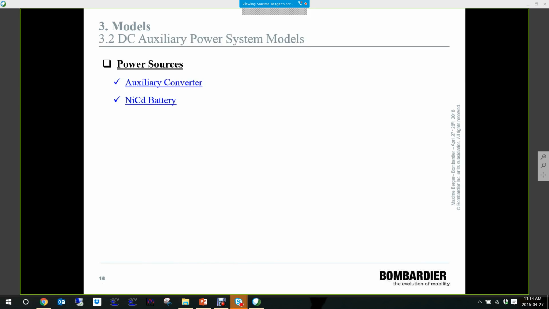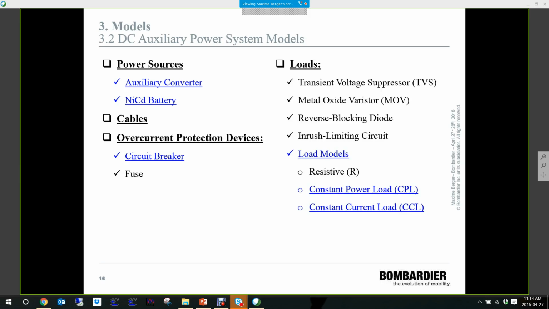So what I want to show you is a list of the different models that have been implemented in EMTP, and those in blue are those that I'm going to present in more detail in this webinar. First, we have power source, auxiliary converter, NiCad battery, cables, overcurrent protective devices, circuit breaker and fuse, and a complete load model, which can be composed of transient voltage suppressor, MOV, reverse blocking diode, and rush limiting circuit. We can have resistive load, constant power load, and constant current load.